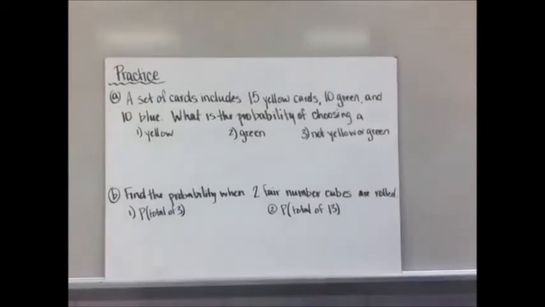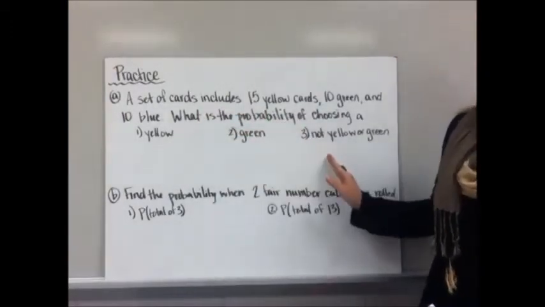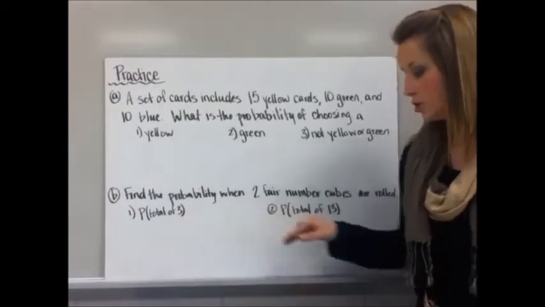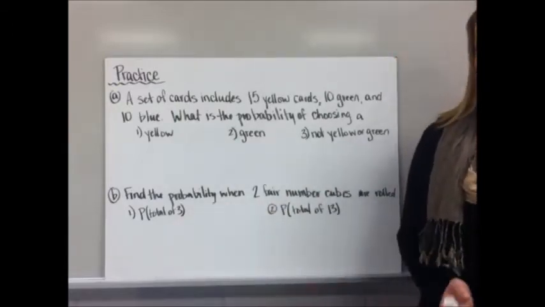Here's some practice for you. For each question you have a situation and then there are 3 different probabilities that you're finding. On part B there are 2 different probabilities that you're finding. Go ahead and pause the video, attempt this, and then we'll compare.